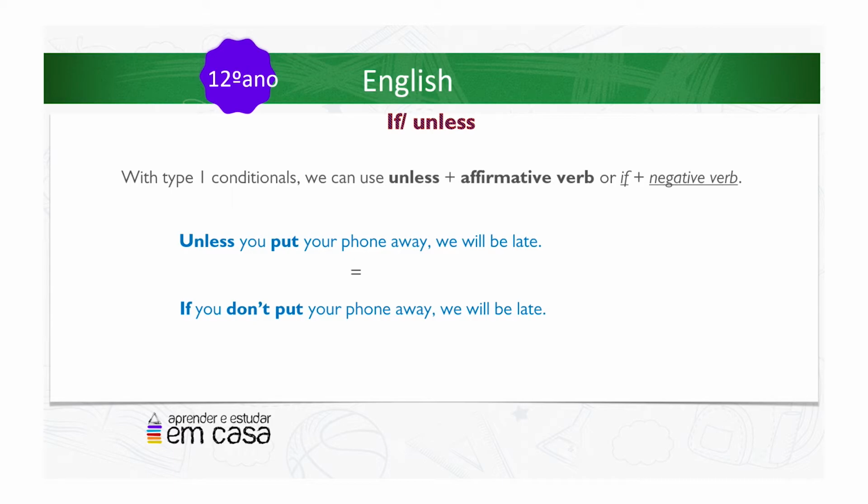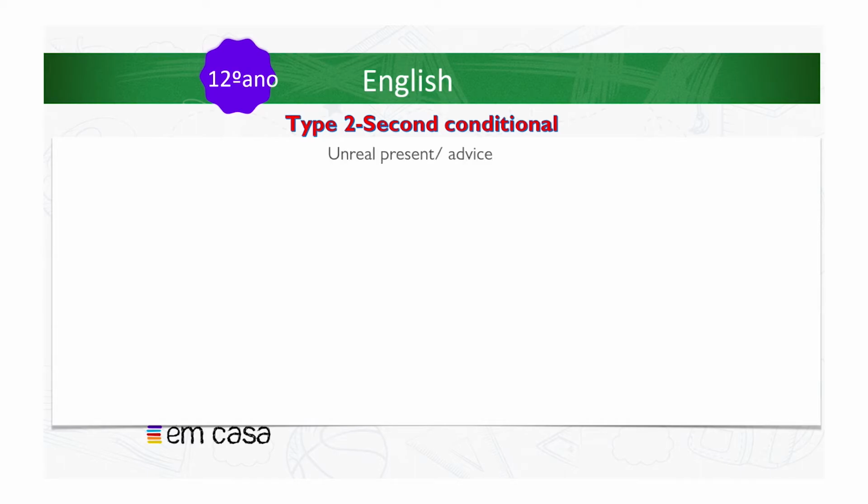Let's see other types of conditional. I told you we have 4 types. So the second conditional, we use it for unreal present and to give advice. And the form is if plus simple past and comma, we use would or other modal verbs here in the past, okay? So we can say would, could or might plus infinitive without to.